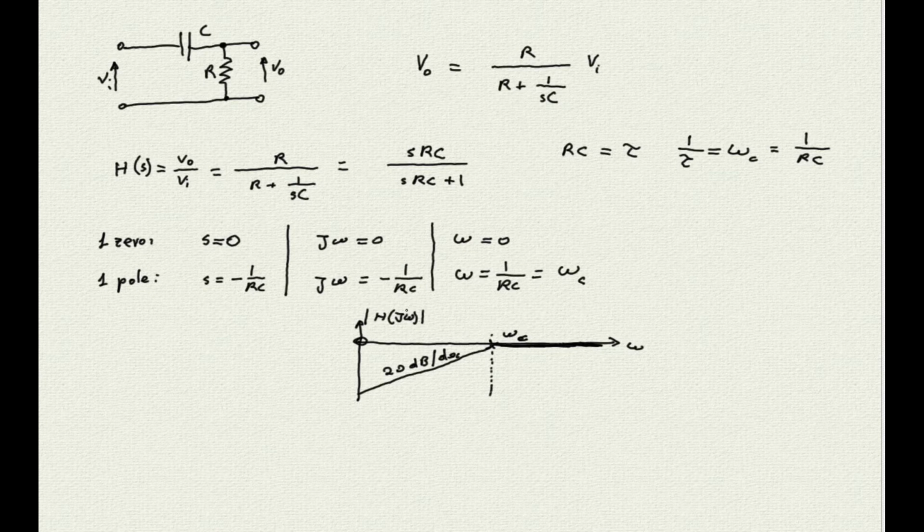And now look at the shape of our transfer function magnitude. All the frequencies greater than omega c are unaffected. All the frequencies below omega c are affected with an attenuation of 20 dB per decade. High frequencies go through, low frequencies are attenuated. And so we can say that this is actually a high-pass filter.